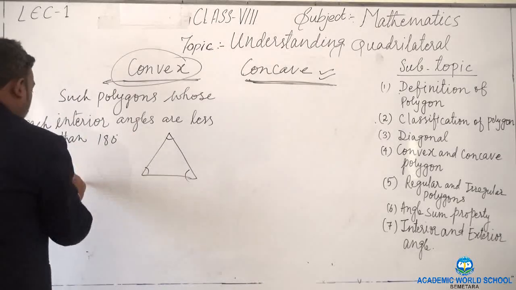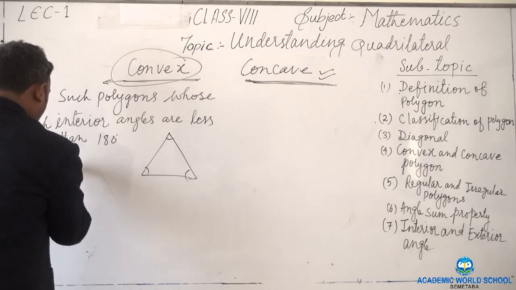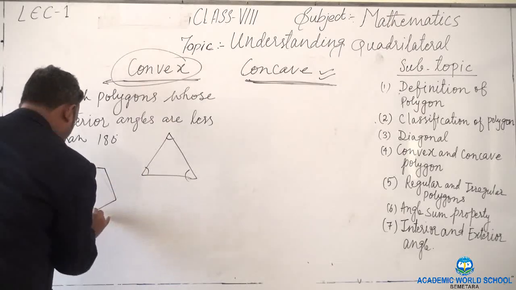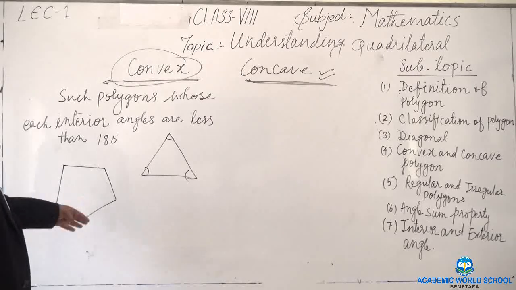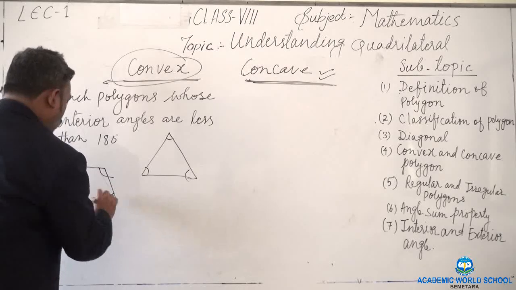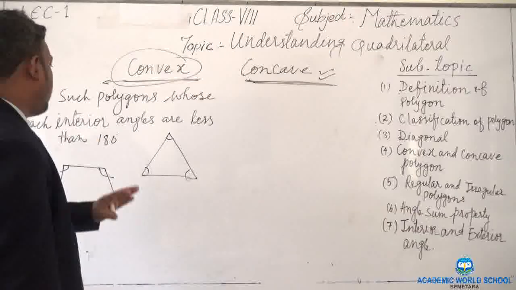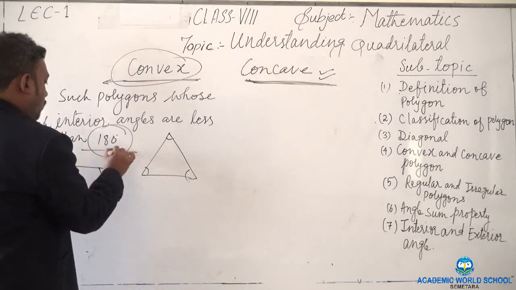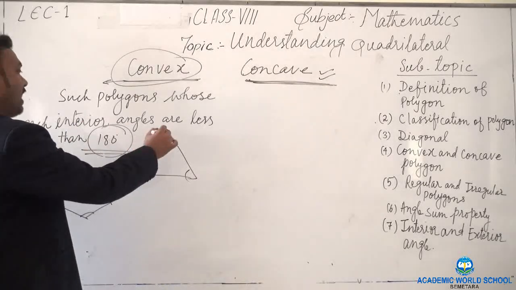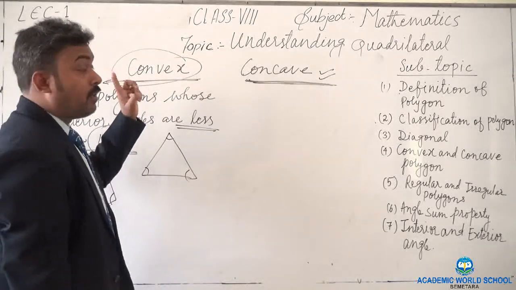If you make a pentagon, here also if you measure each interior angle, the angles are less than 180. So this is also a convex polygon, right? So we have to keep in mind one important thing: each interior angle should be less than 180. Then it will be a convex polygon.